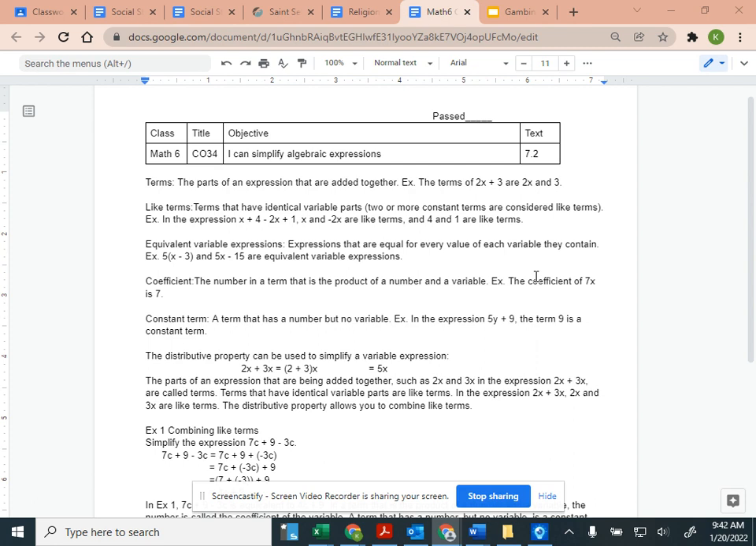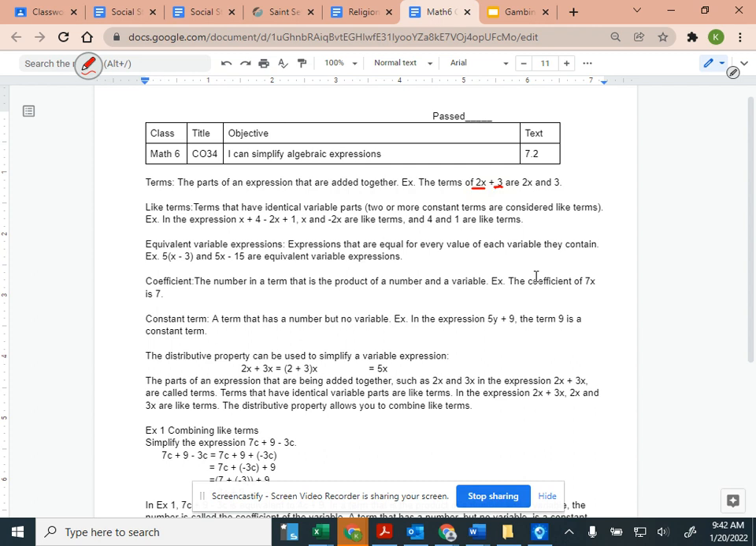First thing is the terms, the parts of an expression that are added together. So the terms of 2x plus 3 would be 2x and 3. So those are the terms in our expression.